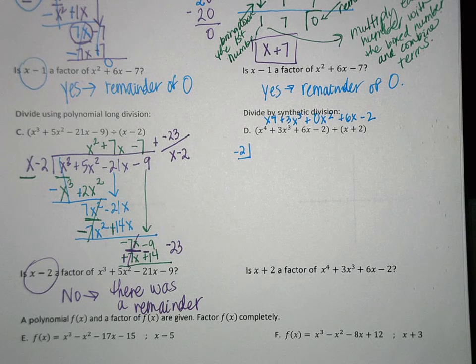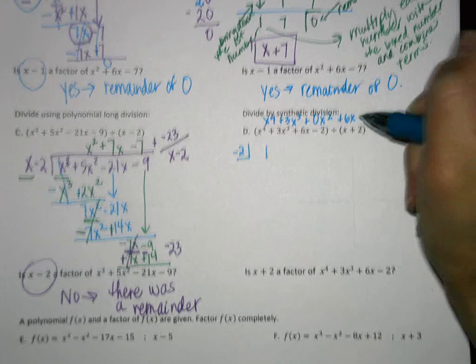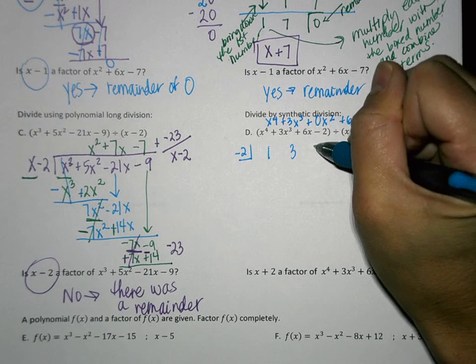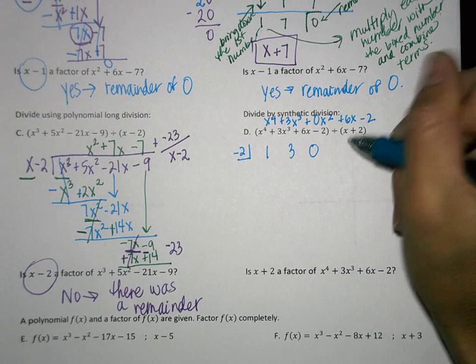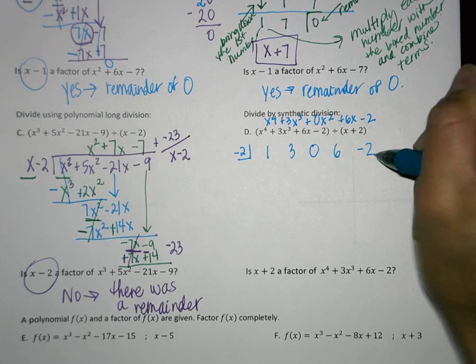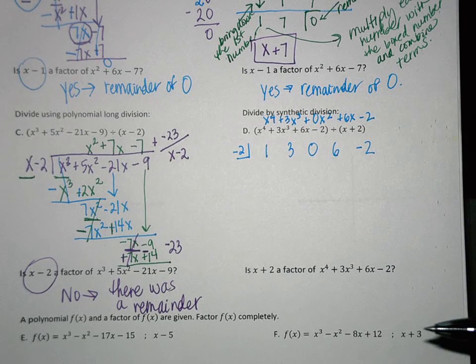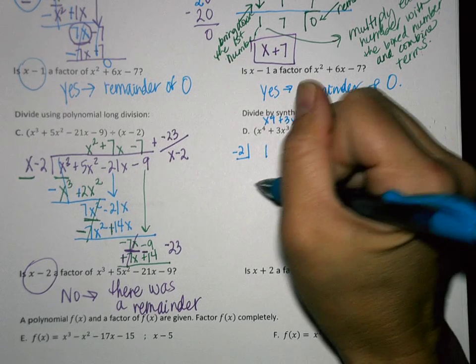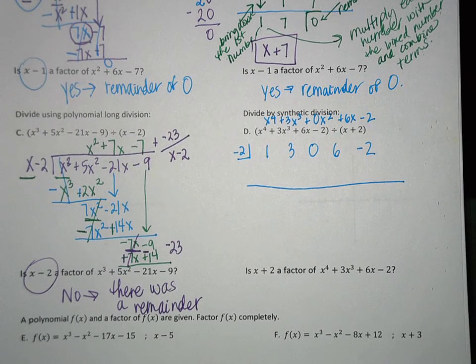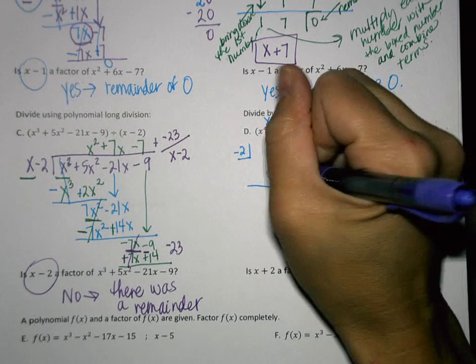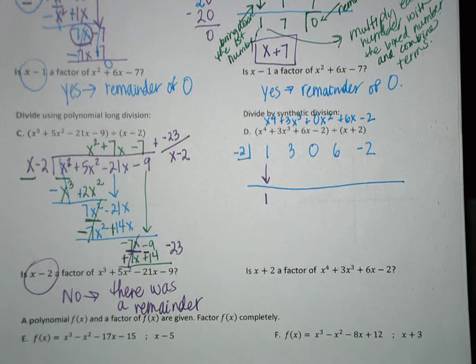Okay? So now when we write the coefficients down, what will be my coefficients? 1, 3, 0, 6, and -2. It is important that you have that 0 in. Okay? Now we draw our line, and what's the first thing I should do? Bring down our first number, which is 1. That starts us off. Okay? And then we just multiply and write it in and add down.